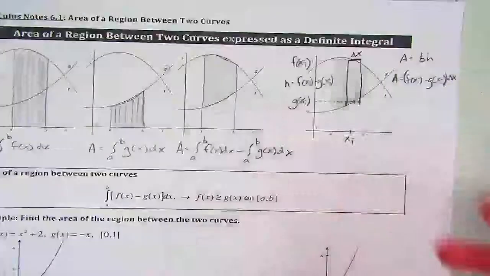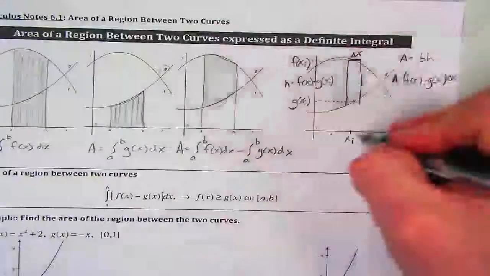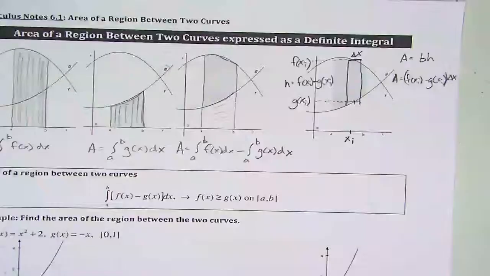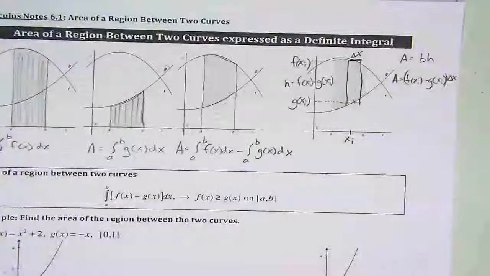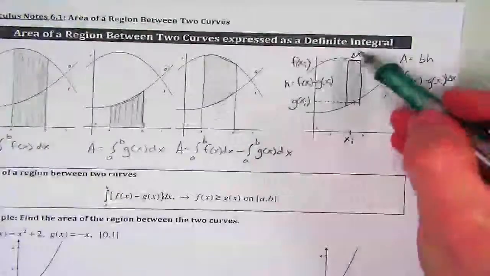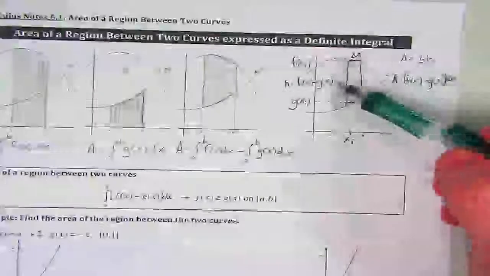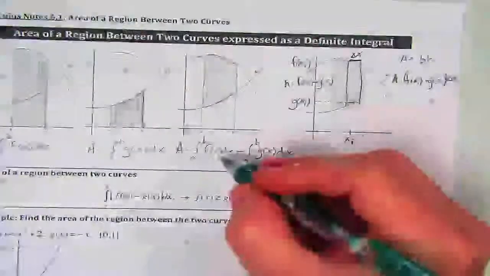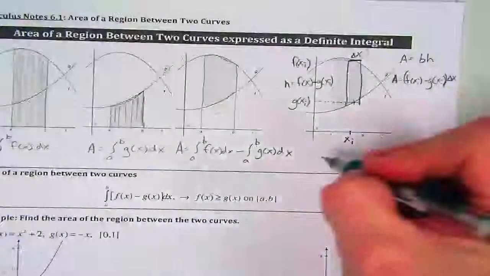But what's this i thing? i is just any x on the interval. And then we talked about the fact that it's the limit of the sum of the rectangles as we let delta x go to 0. And so what we can do is we can combine these two here.